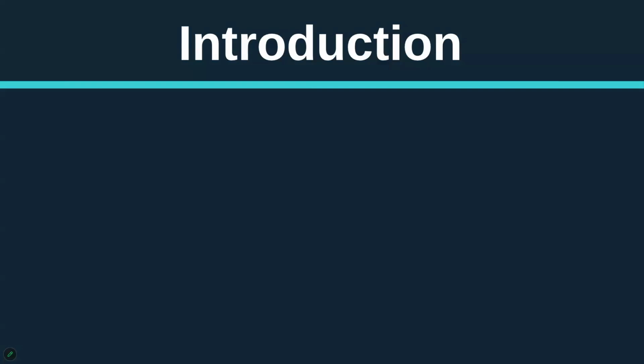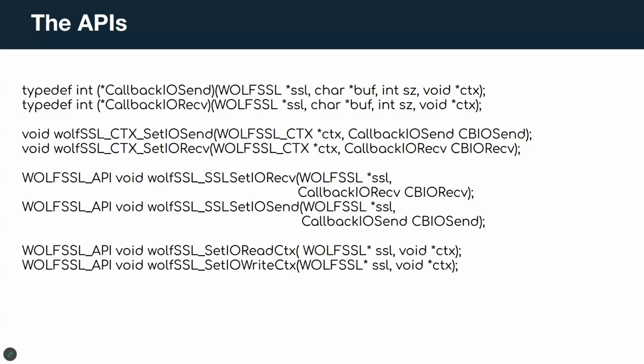Okay, let's have an introduction to these APIs. The APIs are very, very simple. We define these callbacks as callback functions that are typedef'd, and they're pointers to functions. The functions have parameters, of course, and they're going to have SSL parameters. They're going to have a pointer to a buffer, a size of the buffer, and an optional context. When I say optional, that could be null or not even set.